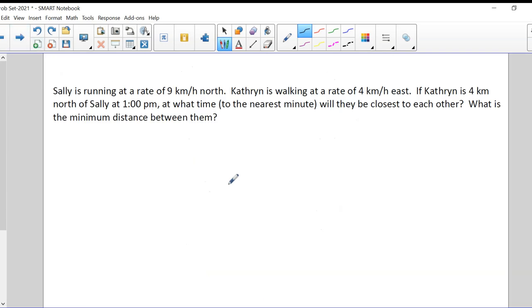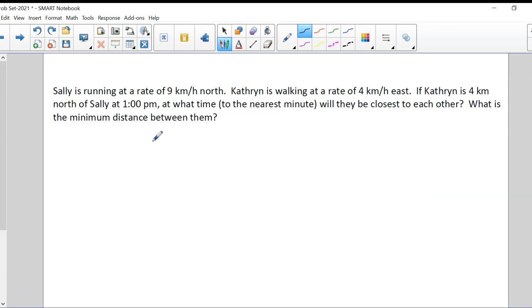Sally is running at a rate of 9 kilometers north. Catherine is walking at a rate of 4 kilometers east. If Catherine is 4 kilometers north of Sally at 1 p.m., at what time to the nearest minute will they be closest to each other? What is the minimum distance between them?